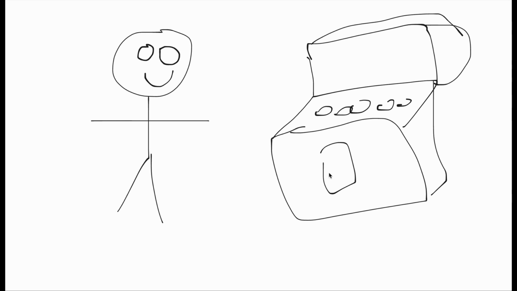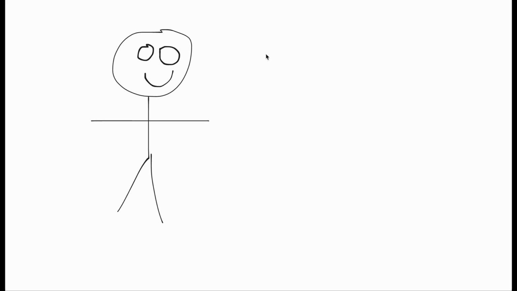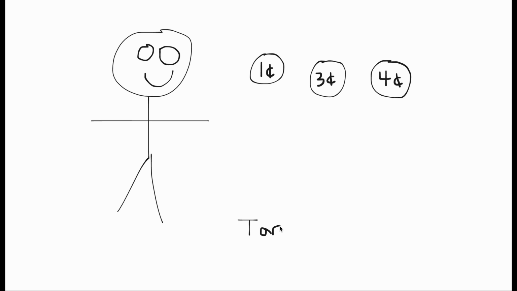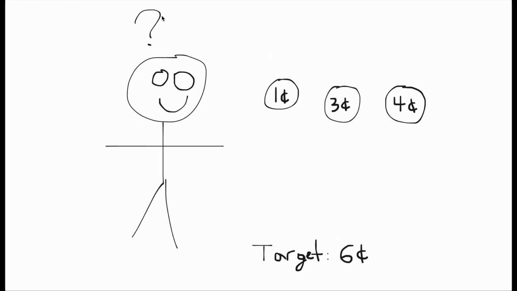Now, let's say you have a bunch of coins, right? And each of them falls into one of 3 categories. It's either worth 1 cent, 3 cents, or 4 cents. Now, let's say you want to have a total of exactly 6 cents. Now, I want to ask you, what is the minimum number of coins needed to get to this 6 cents?